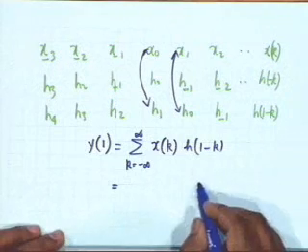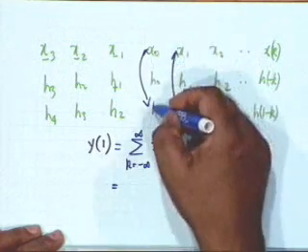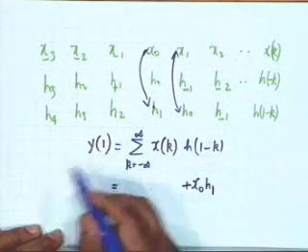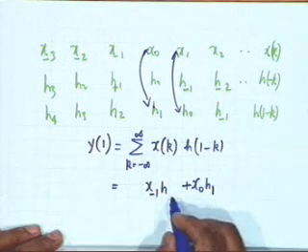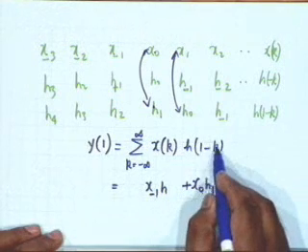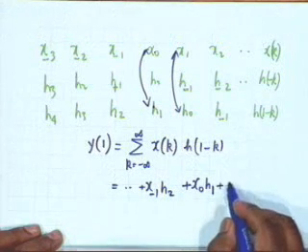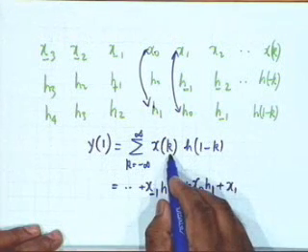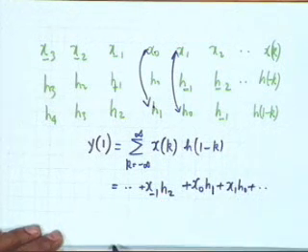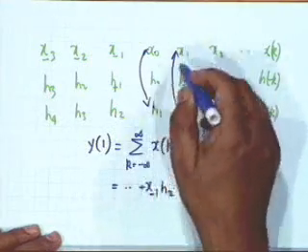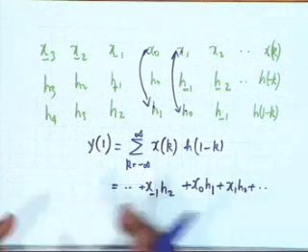Let's take the central term, k equal to 0: x0 h1. The previous term is x of minus 1, h2, since if k is minus 1, then 1 minus minus 1 is 2. The next term would be x1, k equal to 1, then 1 minus k is 0, x1 h0, and so on. This is precisely what we get by multiplying term by term, column wise, and then adding them up.